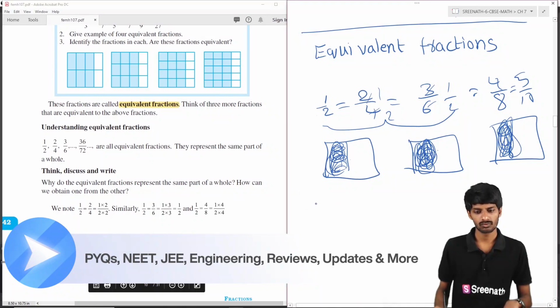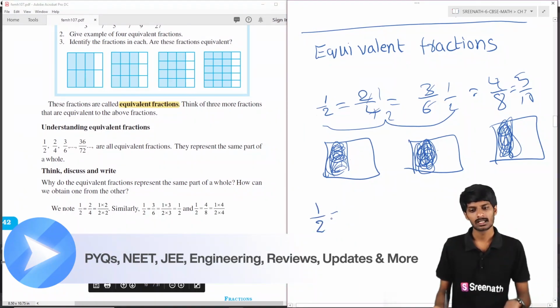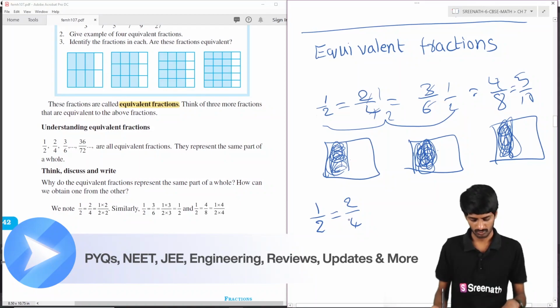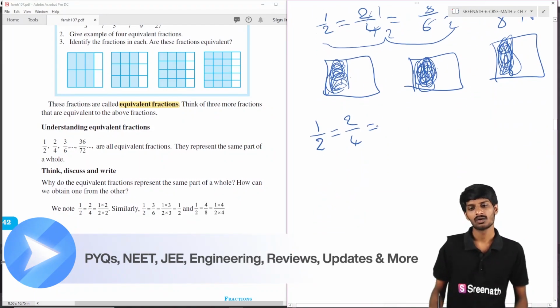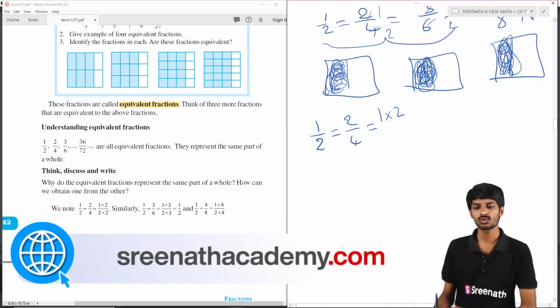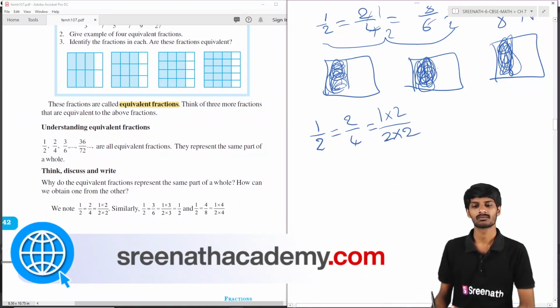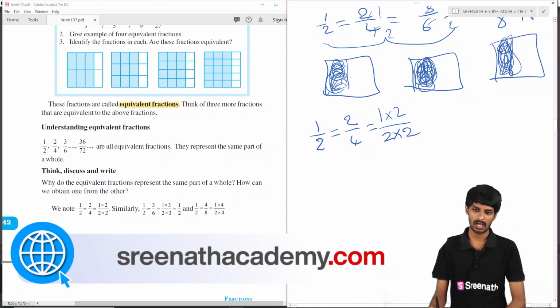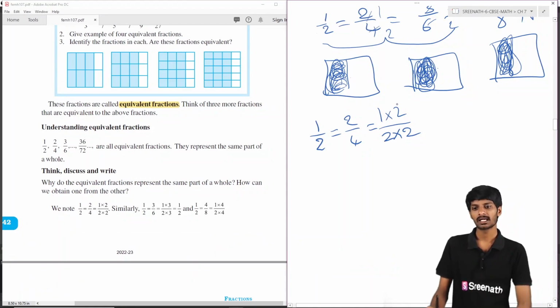If we have 1 by 2 equals 2 by 4, which means what, students? We can also write 2 by 4 in another form. How? That is 1 into 2 divided by 2 into 2. 1 into 2, 2 into 2. If you carefully observe here, we have written 2 by 4 in this form, and in the numerator and the denominator, 2 is common, 2 is the same. If you just neglect it, the remaining fraction is the older fraction.